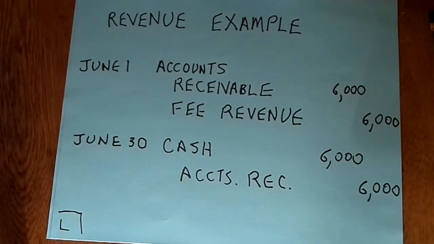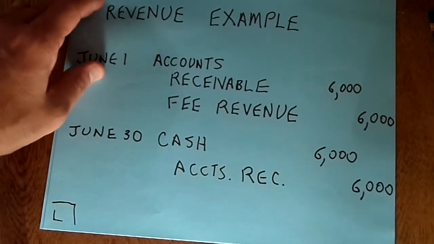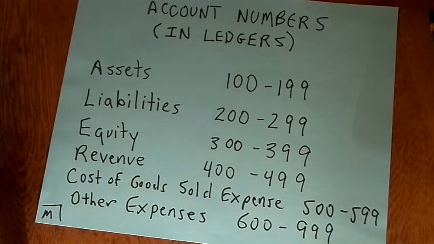Remember that the normal balance of revenue accounts is a credit. Then on June 30th, when we actually receive the cash from our customer, cash itself goes up $6,000 with a debit. Accounts receivable goes down with a credit. We don't show fees revenue go up again with a credit on June 30th, or we'd be double counting.